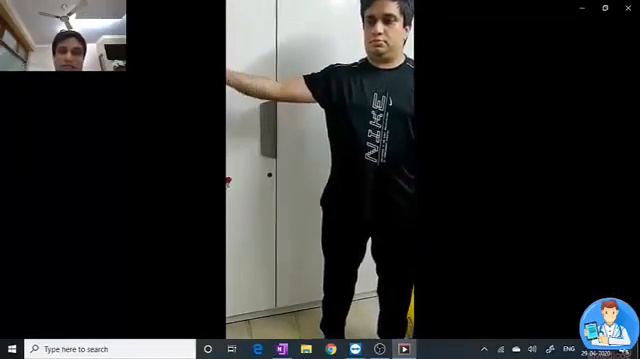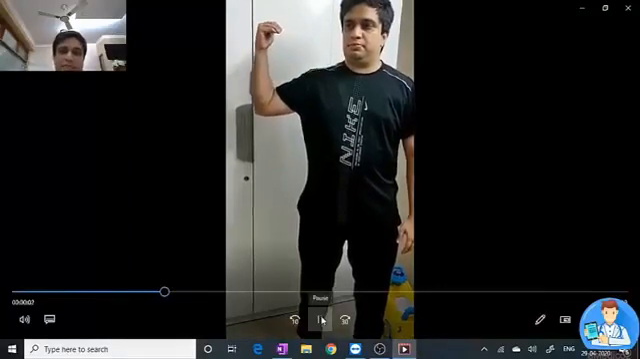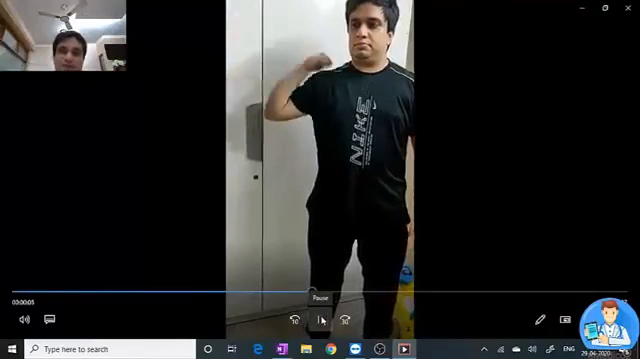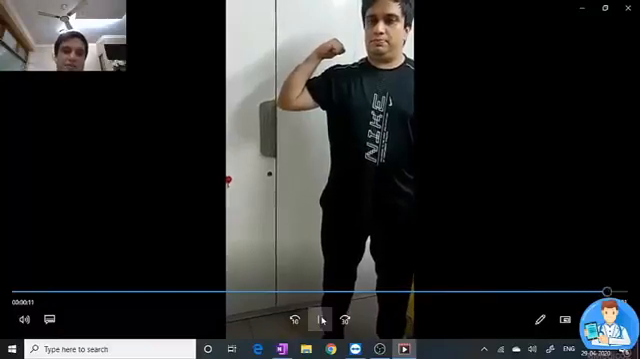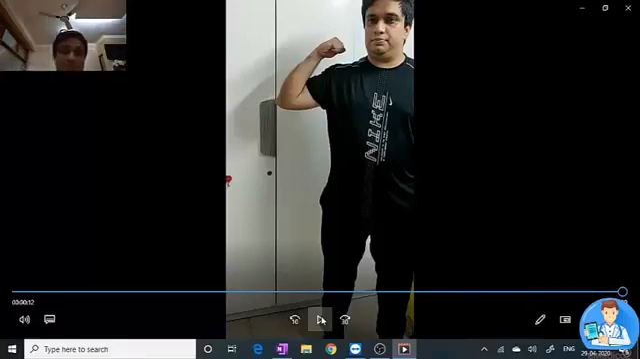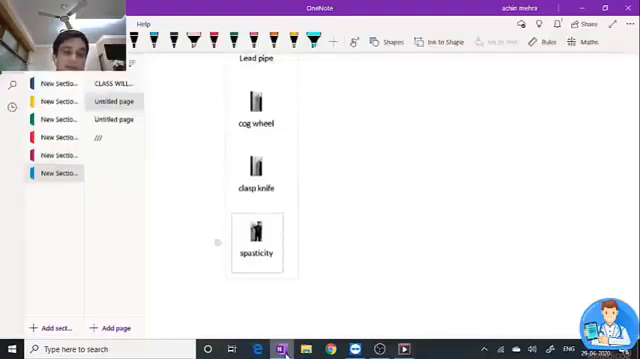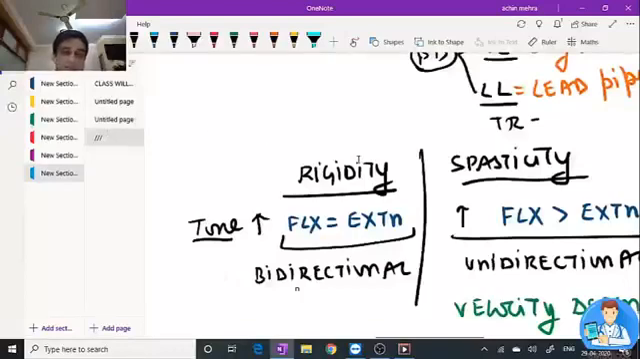And find this out again. When I extend the limb, the tone keeps on increasing. As I keep on extending the limb, the tone keeps on increasing. It is known as velocity dependent. That means as I keep on moving, the resistance that I find will keep on increasing on movement of the limb. That's why the word velocity dependent comes with us. So these are two terms that you all should know about: rigidity and spasticity.